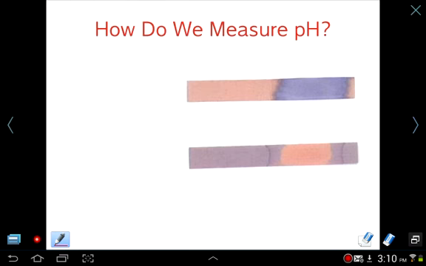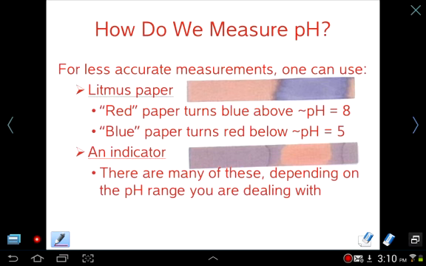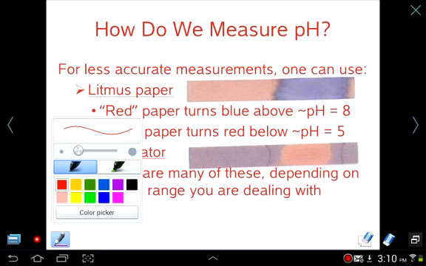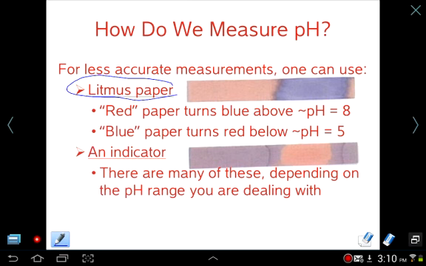Let's quickly finish up with a discussion of how we practically measure pH. A quick and dirty way is to use litmus paper. No doubt you've heard of the litmus test. And litmus paper will turn either blue or red. So you take a strip of red litmus paper, stick it in your solution. If it turns blue, then you have yourself a base. And if it turns red, you have yourself an acid.